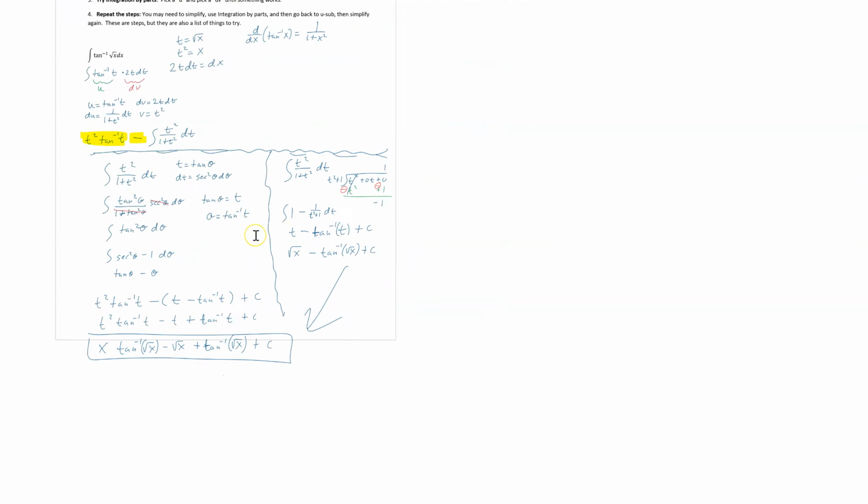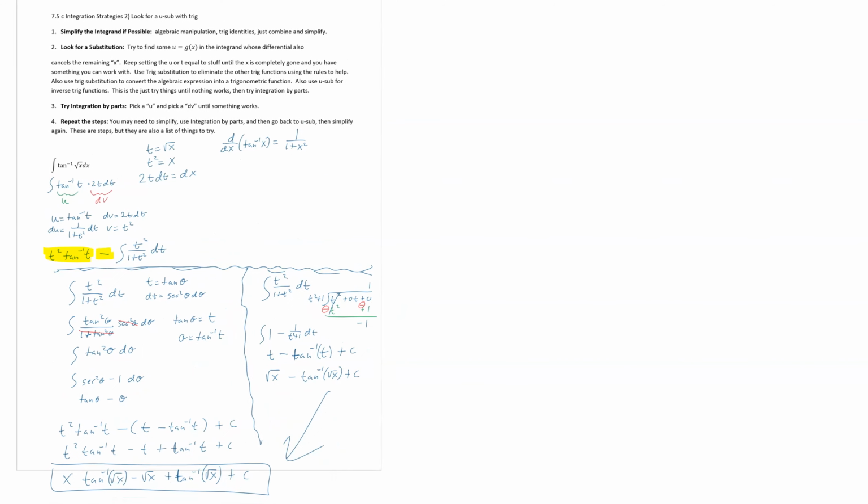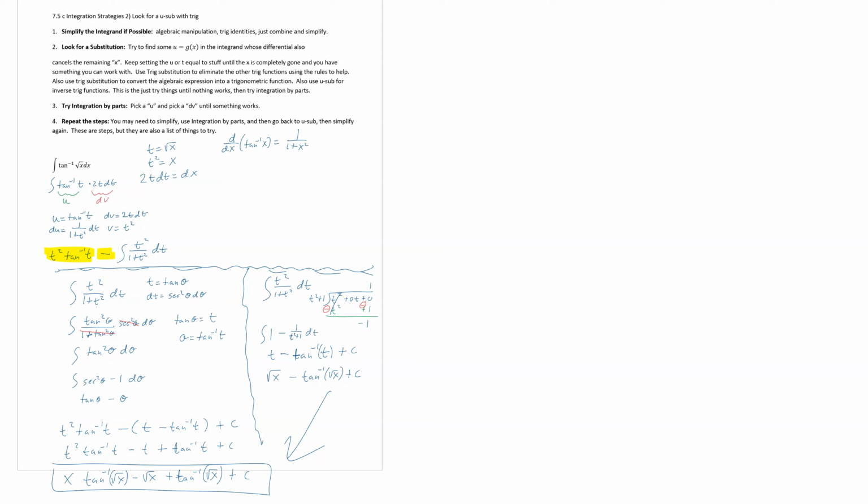They both worked. So what I'm trying to get at again on all of these is to just try stuff. You just try it. If you sit there and stare at it and think that it's going to come to you, it's not. You have to sit there and just try things at it. So you try simplifying. You try U substitution. You try integration by parts. You just try stuff.